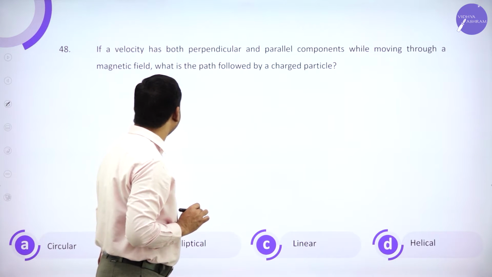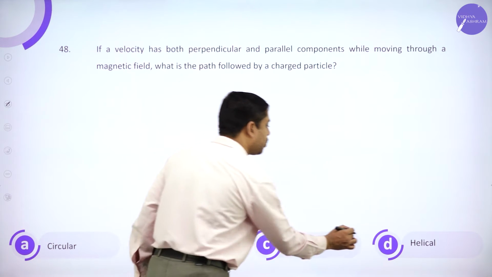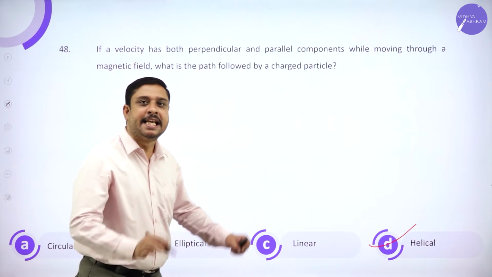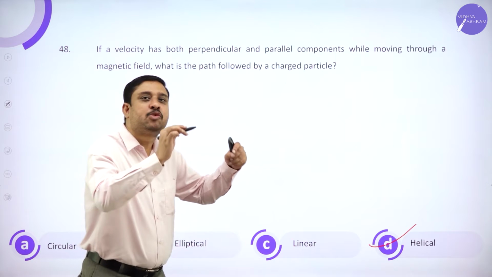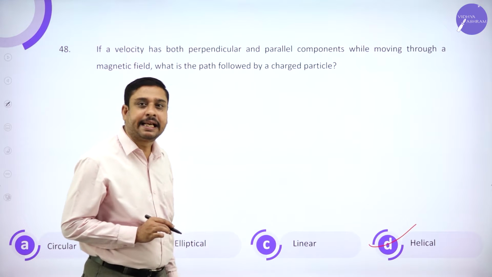If a velocity has both perpendicular and parallel components, then naturally the path traced has to be helical. There is perpendicular as well as parallel component. Then it has to be a helical path.